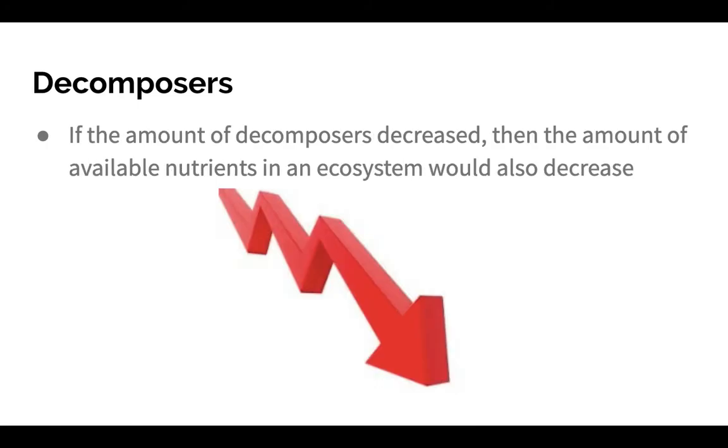So if we had a big decrease in the number of decomposers, then the available nutrients would also decrease. So the amount of carbon, the amount of nitrogen, all of that would go down because the decomposers aren't breaking it out of those cells.